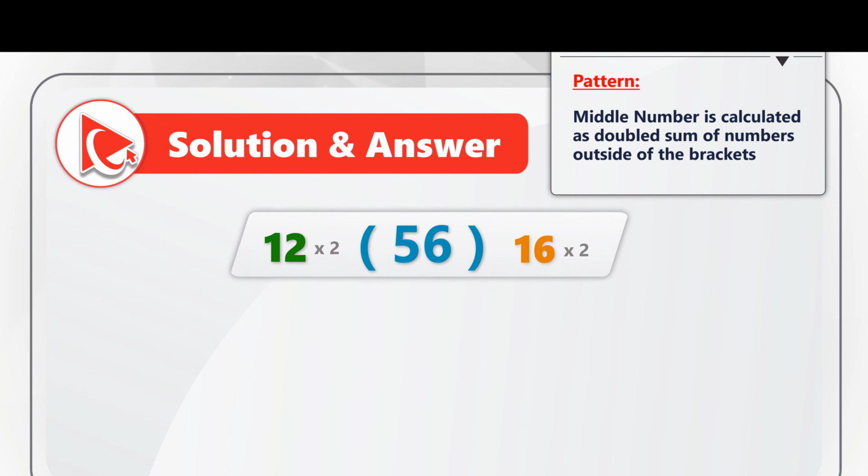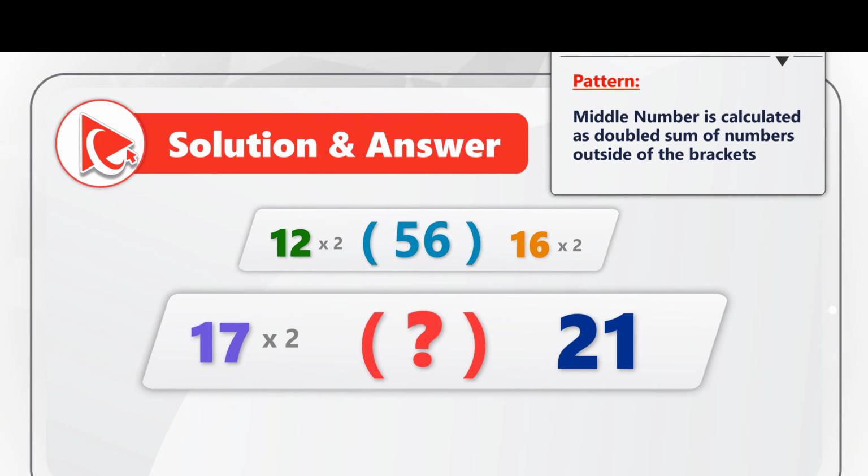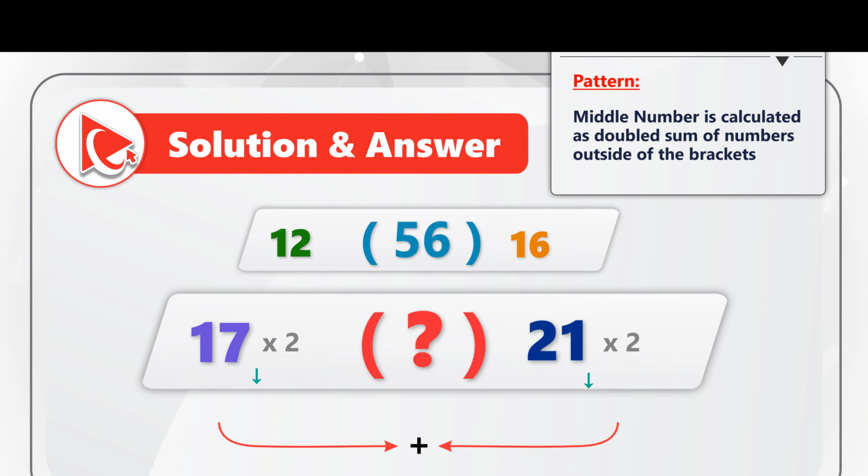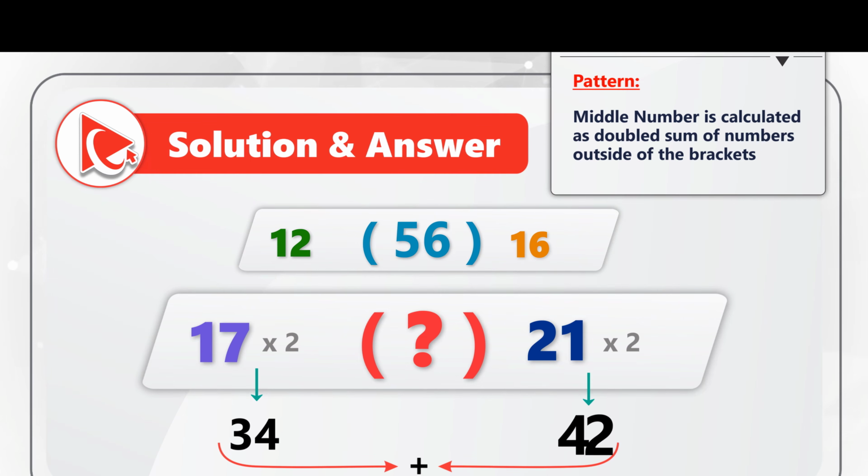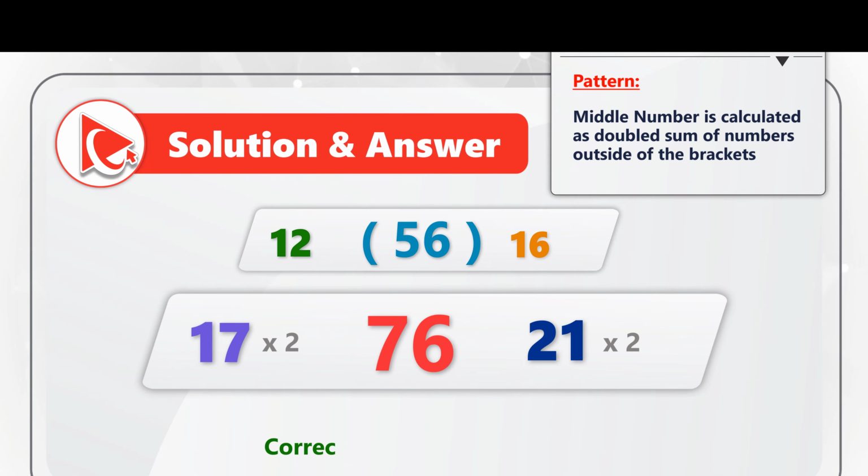Same way, the missing number can be calculated. 17 multiplied by 2 plus 21 multiplied by 2 would be equal to 34 plus 42, and would be equal to 76. Did you get to the same answer? If not, please make sure to post your answer, solution, and rationale in comments.